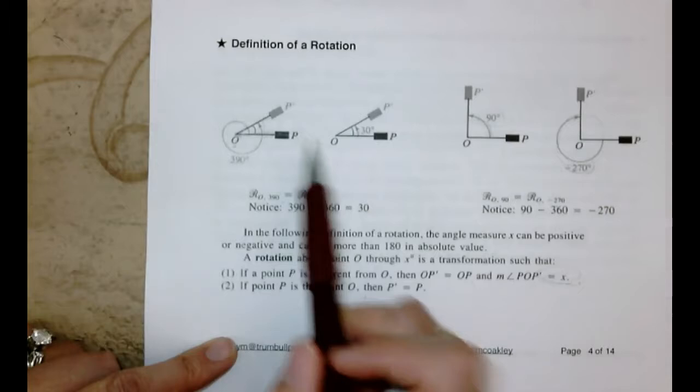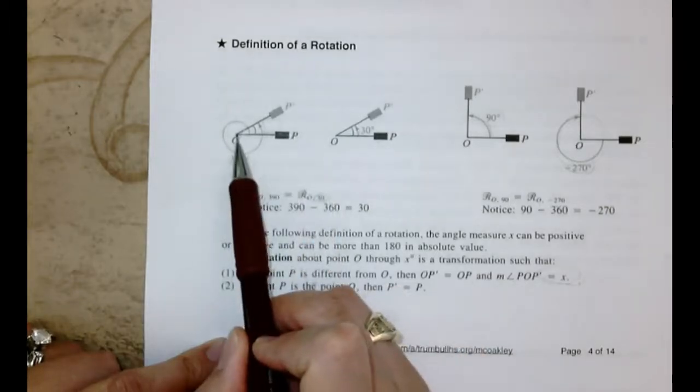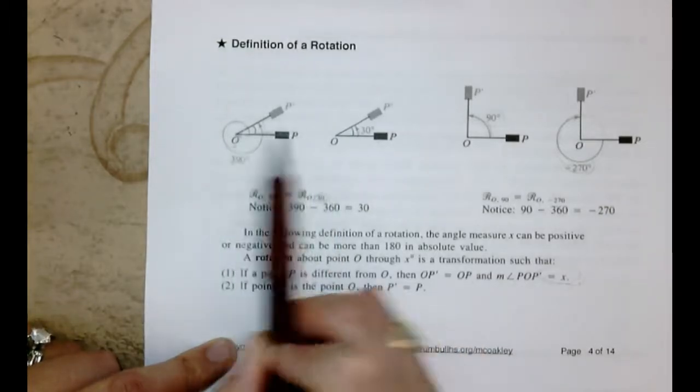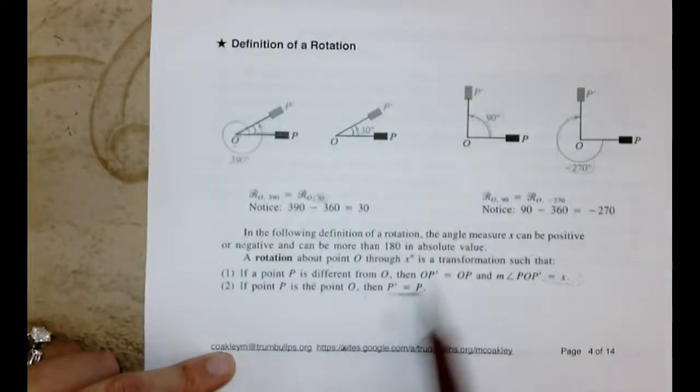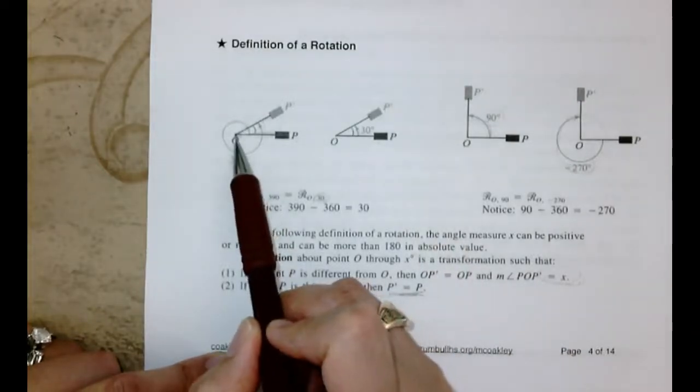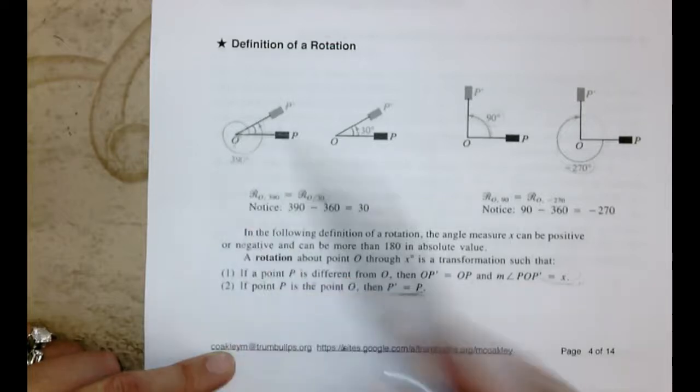And if P happens to be at O, so if the point P is at the center of rotation, then P dash and P have to be the same because it can't move. It's like the North Pole. You can only spin there. So that's what this is.